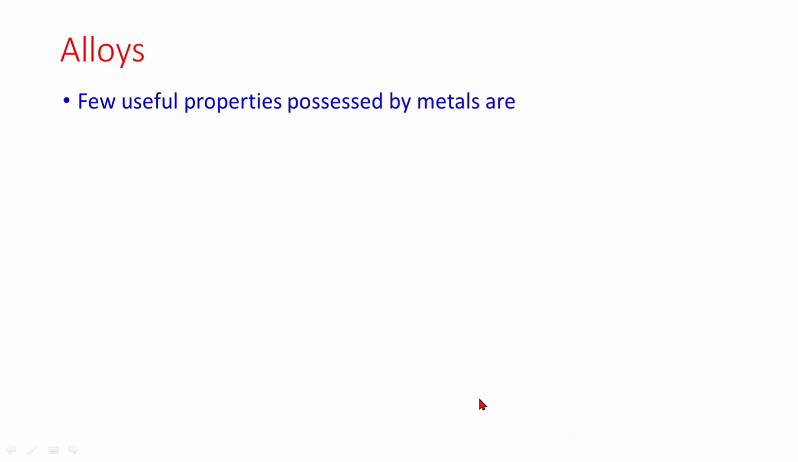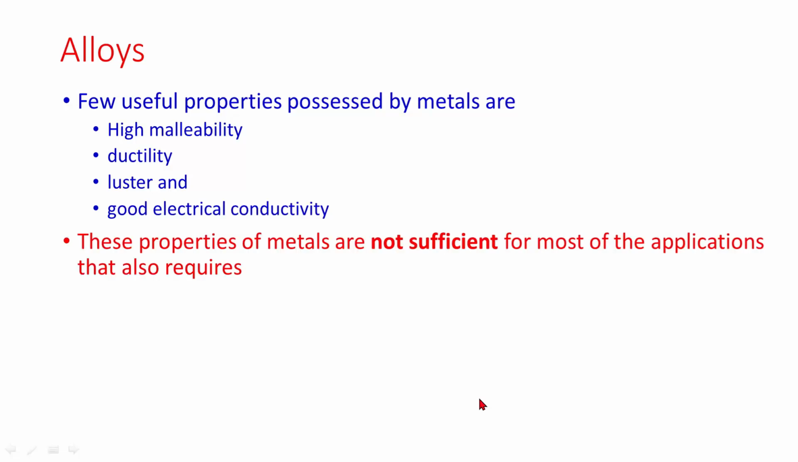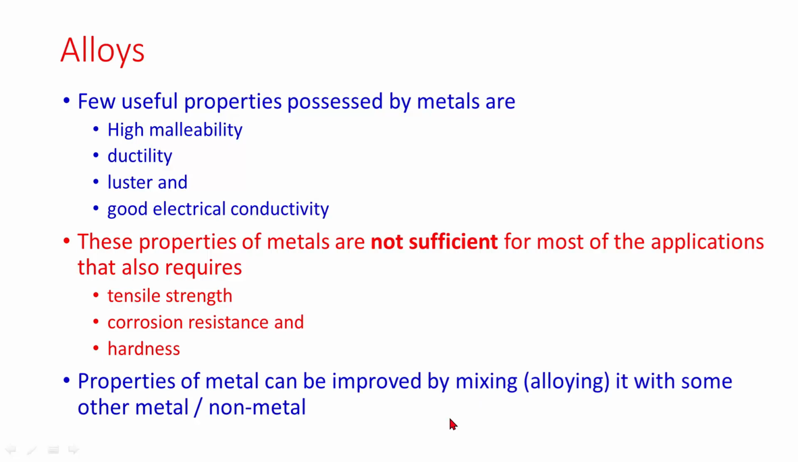Alloys. A few useful properties possessed by metals are high malleability, ductility, luster, and good electrical conductivity. These properties of metals are not sufficient for most applications that also require tensile strength, corrosion resistance, and hardness. Properties of metals can be improved by mixing, that is alloying, them with some other metal or non-metal.